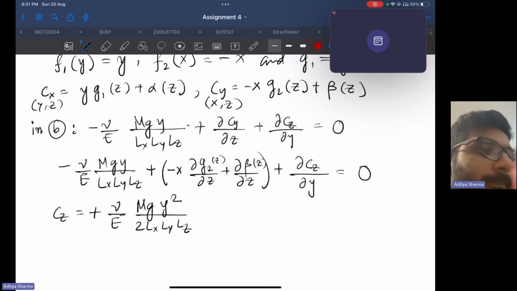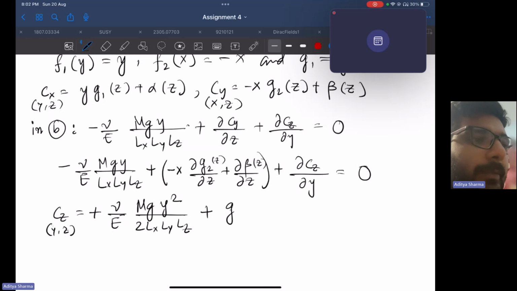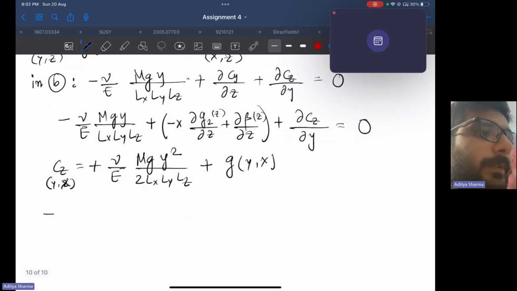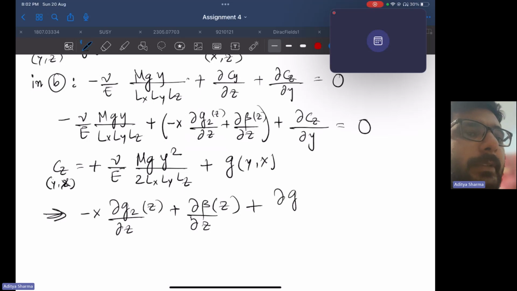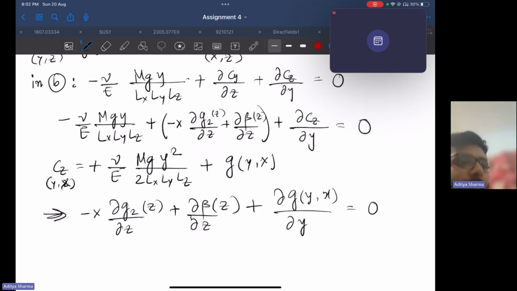So x plus some function g of y comma x. So this implies that minus x del g2 del z plus del beta del z plus del g is equal to 0. Now we have to solve this equation.